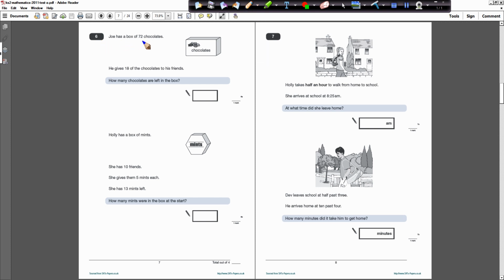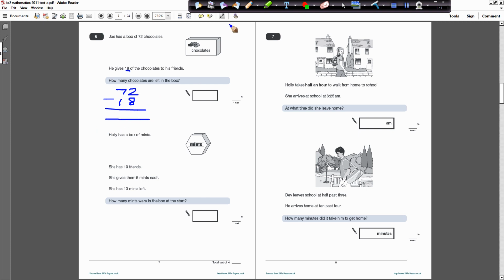So Joe has a box of 72 chocolates. He gives 18 of the chocolates to his friend. How many chocolates are left in the box? What do we do for this calculation? 72 minus 18. So who's worked that out? What's 72 minus 18?